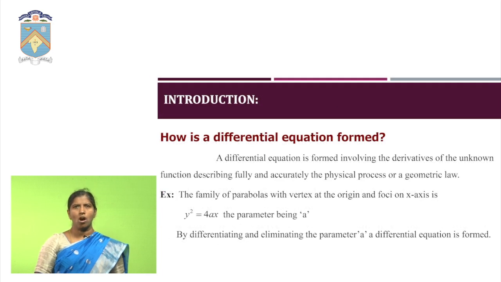So, coming to how is a differential equation formed? We will be hearing about differential equations, but how is it formed? A differential equation is formed involving the derivatives of the unknown function describing fully and accurately the physical process or a geometric law. For example, if you take the family of parabolas, parabolas are denoted by y square is equal to 4ax. So, here a is called the parameter. We will be eliminating the parameter by differentiating. So, thus a differential equation is formed.